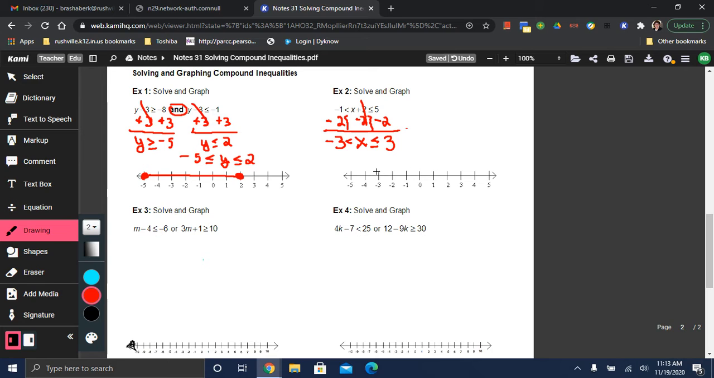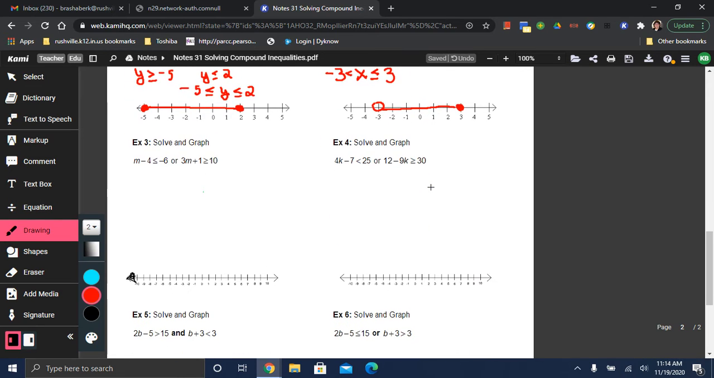So for -3, I have an open circle since I do not have the equal to bar. For the +3, I have a solid dot since I have the equal to bar. And then the x's are trapped in the middle of -3 and 3, a good number to check, 0. So if I put 0 in for x, 0 plus 2 gives me 2. Is -1 less than 2? Yes. And then 0 plus 2 gives me 2. Is 2 less than 5? Yes. And so I've got that correct solution in place.